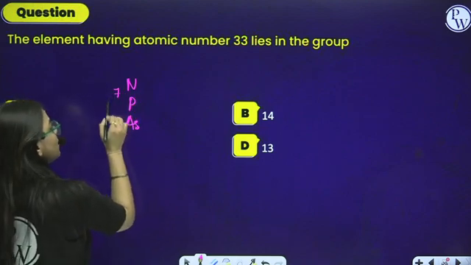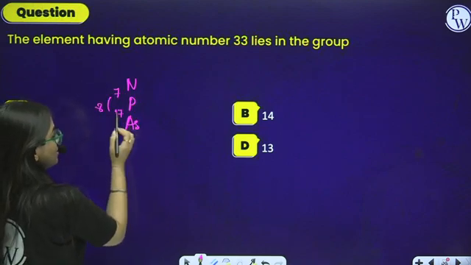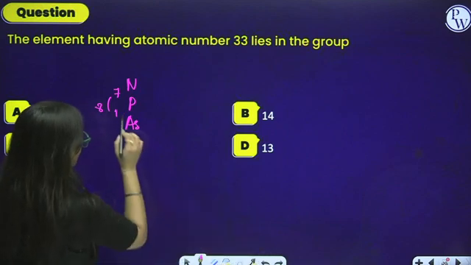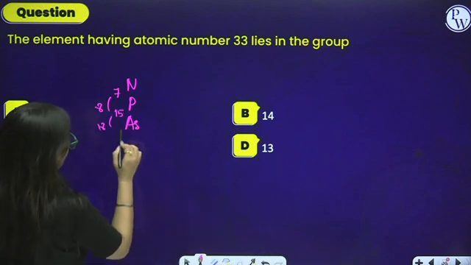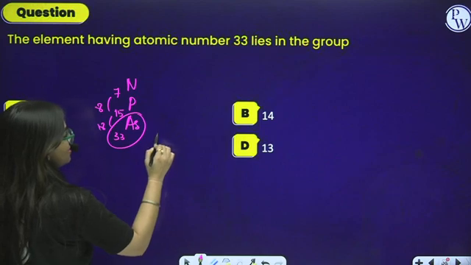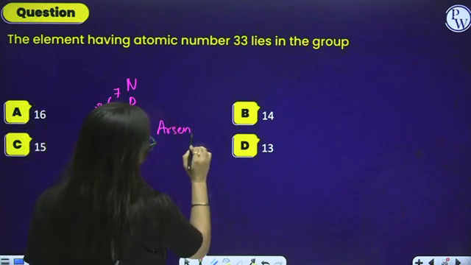Nitrogen has an atomic number 7. You will add 8, you will get 15. Then you will add 18, you will get what? 33. So, arsenic is the one which has an atomic number 33.